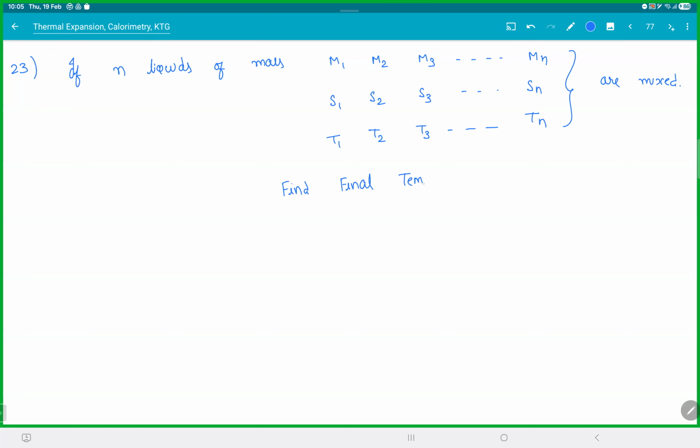This is a good one. We don't know who is bigger, who is smaller. So how do you handle this? This will actually give you a general formula also when you mix more than two liquids. If you mix two liquids, it is easy to see: one will lose and one will gain. But if you mix n liquids, I'm not sure who is going to gain and who is going to lose. Think, take a minute.